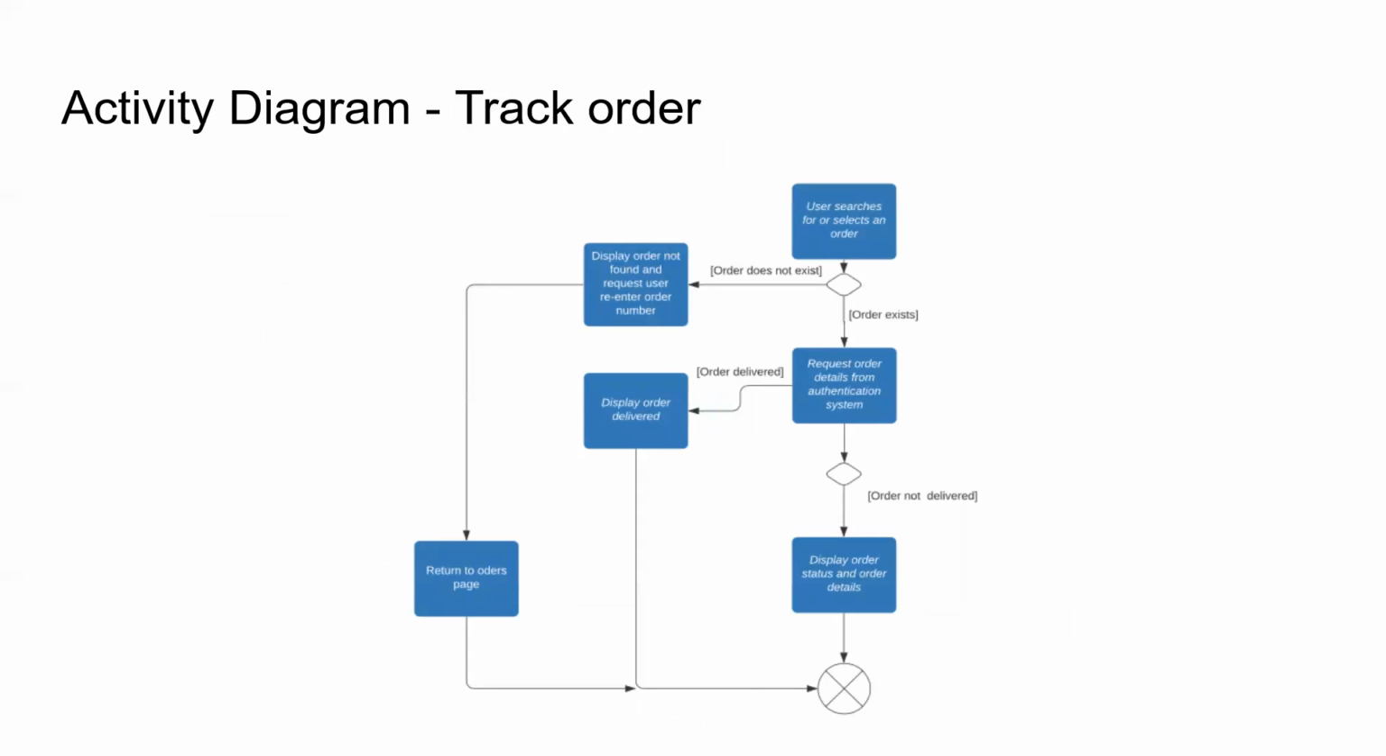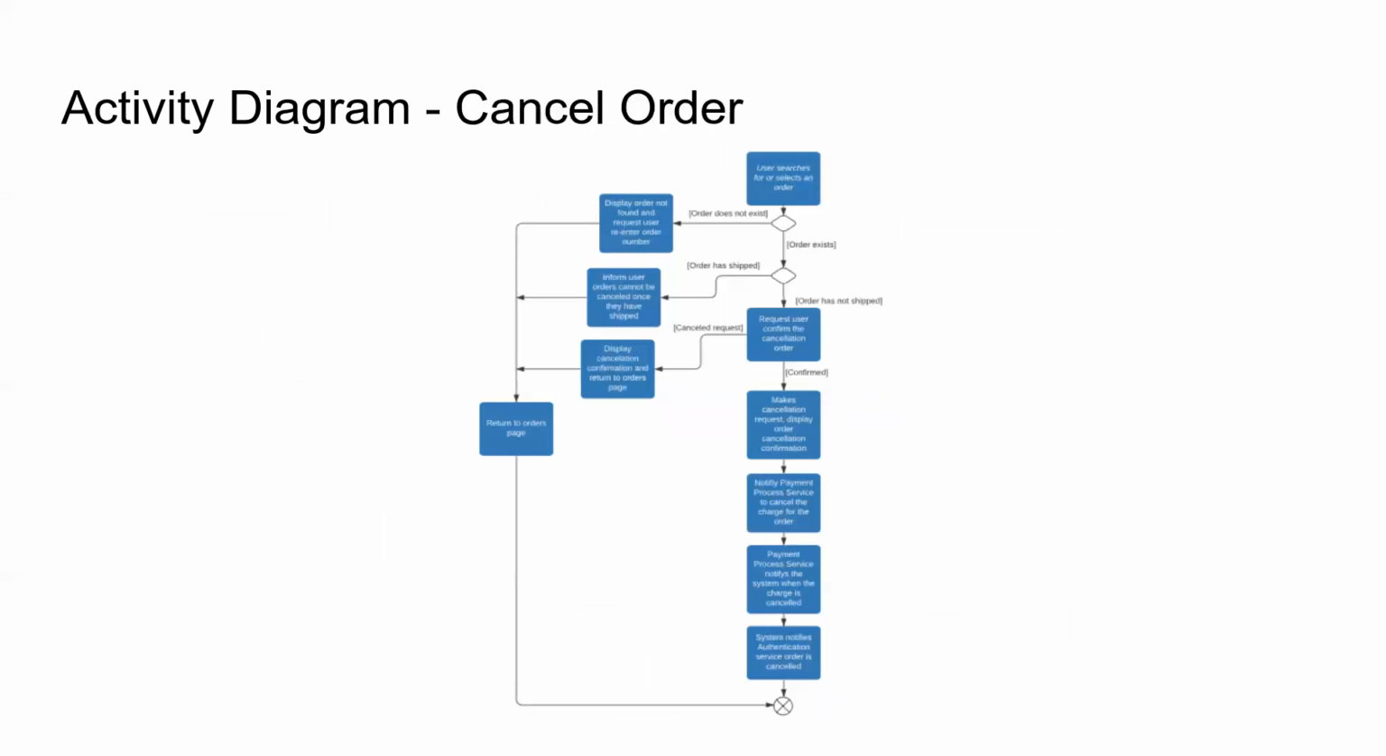And here is the track order, where the client can request the order details from the authentication system. Here's the cancel order, where the client can request to cancel the order. It'll notify the payment processing service to cancel the charge for the order as well.